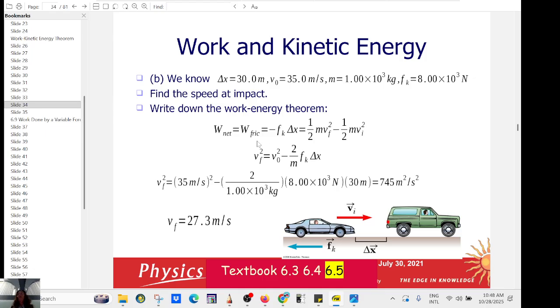Okay, so the work done by friction is the force times displacement, equals the change in kinetic energy.